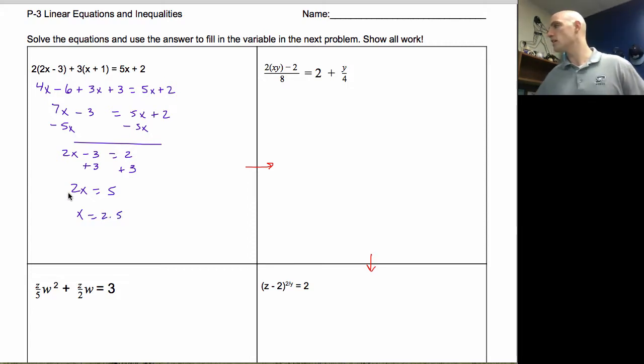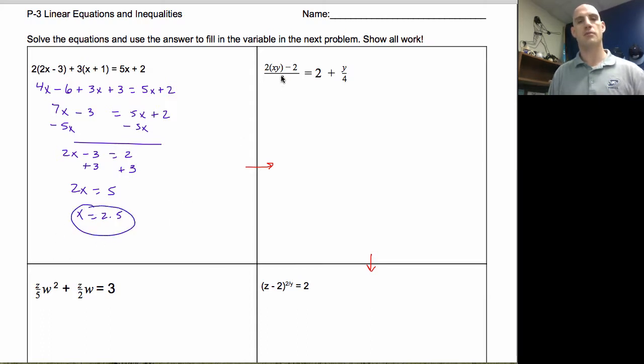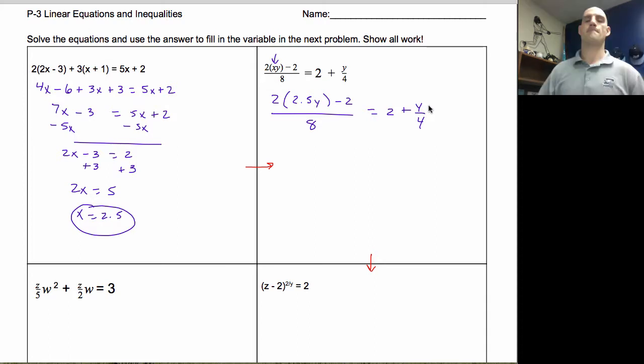Okay? So as I look at this problem, what was important about this one? Being able to combine like terms. Use distributive property, combine like terms. So what I would do is I'd take this and I would plug it in for x in this problem. So essentially I'd have 2 times 2.5y minus 2 over 8 equals 2 plus y over 4. Using the previous answer, plugging it in.